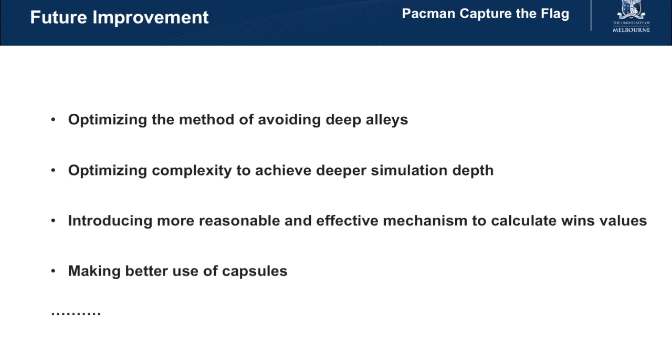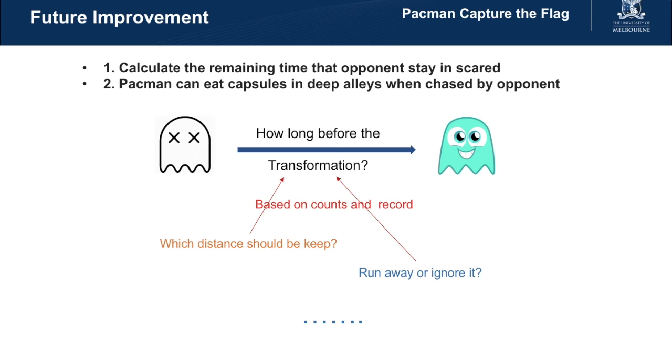The last point is making better use of capsules. In the current version, Pacman will obtain wins values if they eat capsules. The more foods they are carrying, the higher wins values they will obtain. In addition to this, more mechanisms can be used to make better use of capsules. Pacman will not make good use of capsules in deep blind alleys when being chased by opponents. They may ignore these capsules because of deep blind alleys and ghosts. The situation may be more favorable if they can eat these capsules.